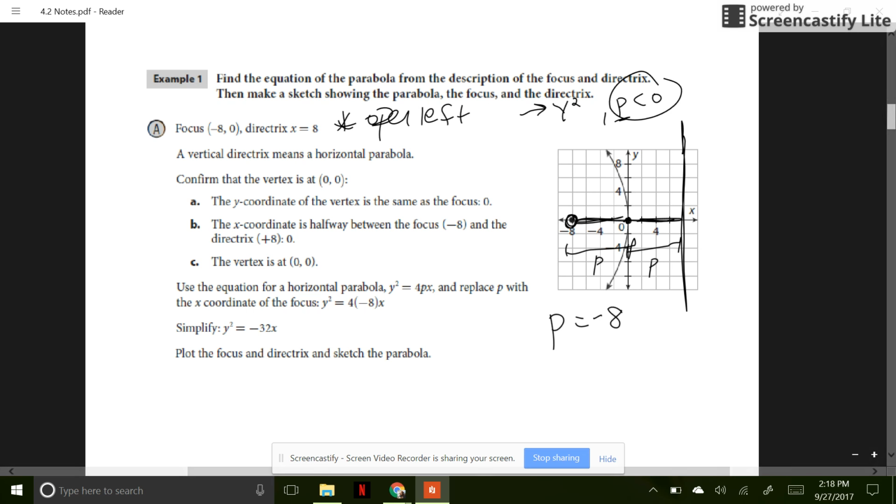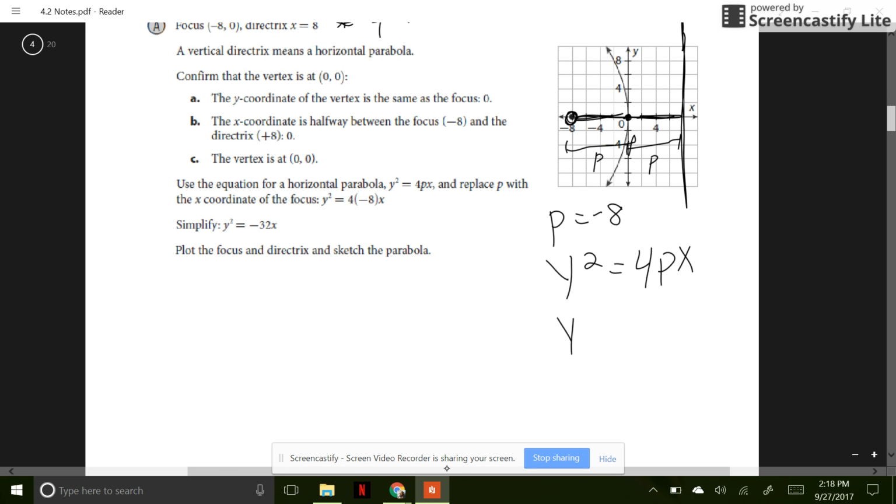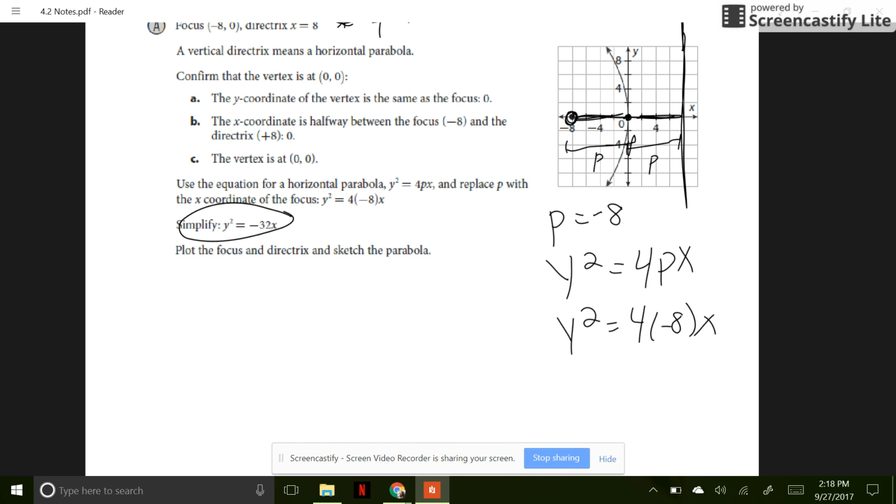So once we know that our P is negative, we take the standard form of a y squared equation. So y squared equals 4px. We plug in our value for P, and then we end up with our equation y squared equals negative 32x.